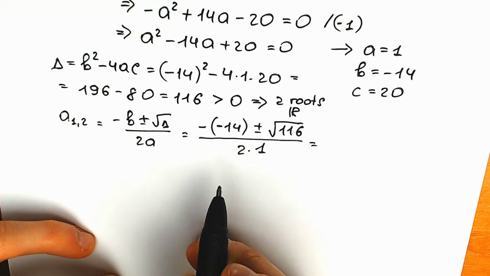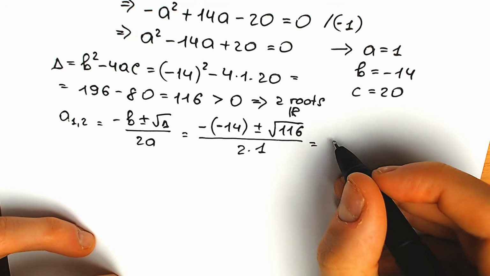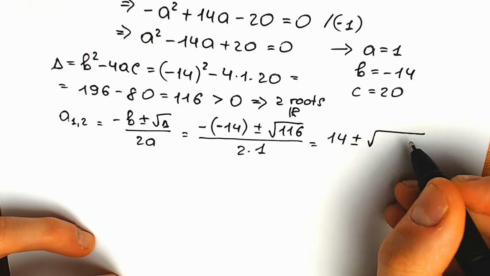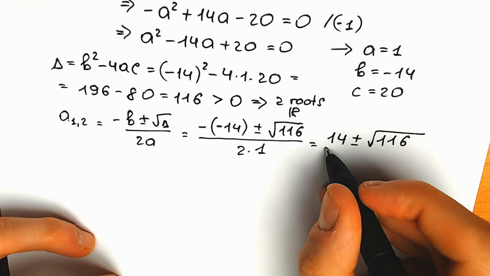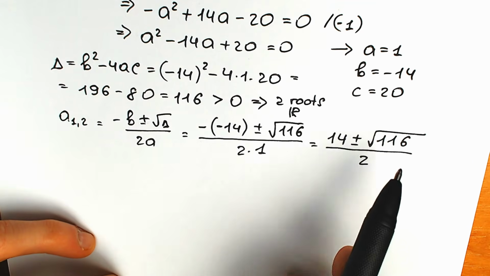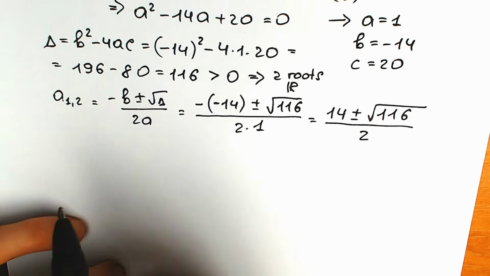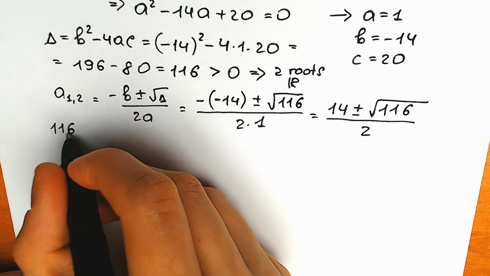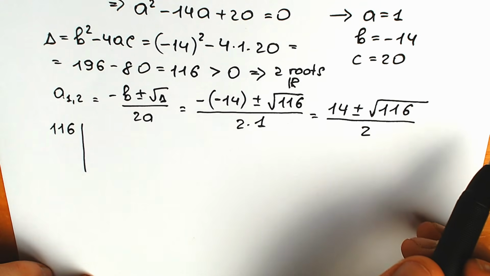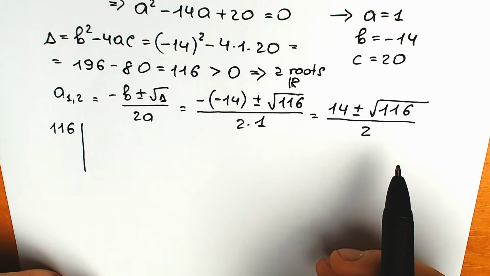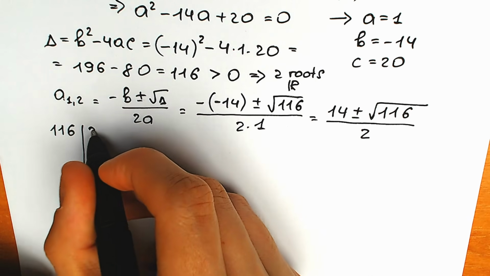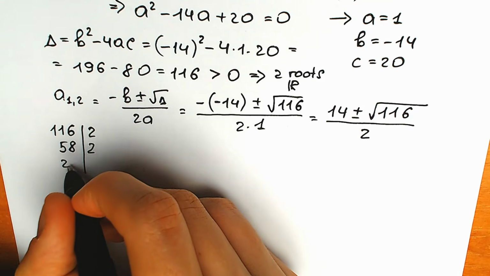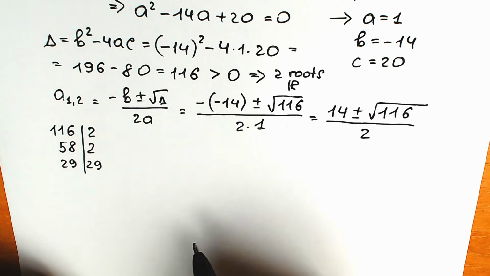So equals 14 plus minus square root of 116, and all over 2. Let's write it like that without any changes. And right now, a few thoughts about this 116. This is not a table case, but let's do a really interesting and quick trick. If it's not a table case, my quick recommendation is to divide it step by step by 2 or by 3. Let's divide 116 by 2. We have 58. Let's divide it by 2. We have 29.